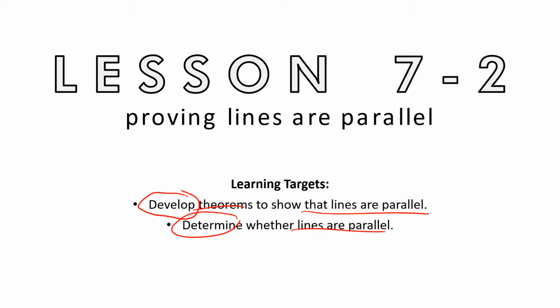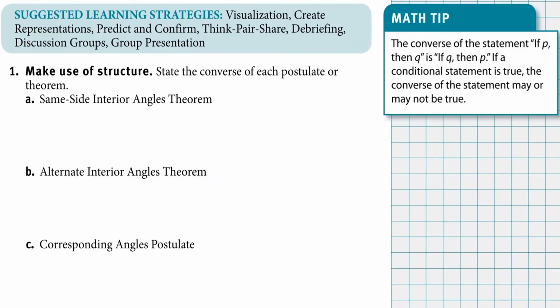Okay, next. So let's start with just number one. So number one, before I get you to pause your video, I want to talk about what it's actually saying. So we're stating the converse of each postulate or theorem below, A, B, and C. If you notice, those are the three that we were introduced to in lesson 7-1. So we're going to be trying to find the converse of these.